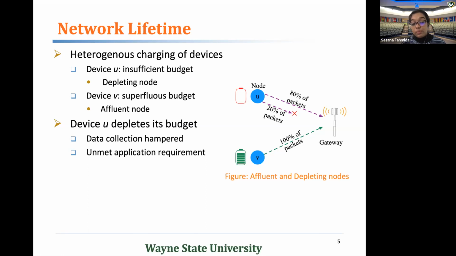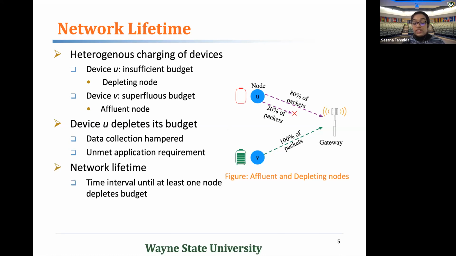Now, during network operation, node U, after sending 80% of its packets, drains its batteries. On the other hand, node V is able to successfully send all of its packets to the gateway and still has energy to spare. So the data collection from node U is hampered because 20% of its packets never make it to the gateway. This can lead to an application requirement not being met. So we considered the definition of network lifetime as the time interval until at least one node has depleted its battery budget. We considered this definition because it hampers the application requirement of the network.